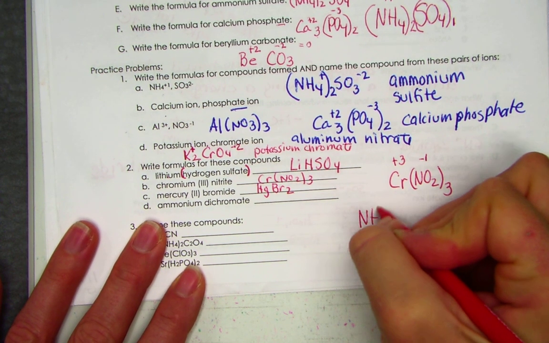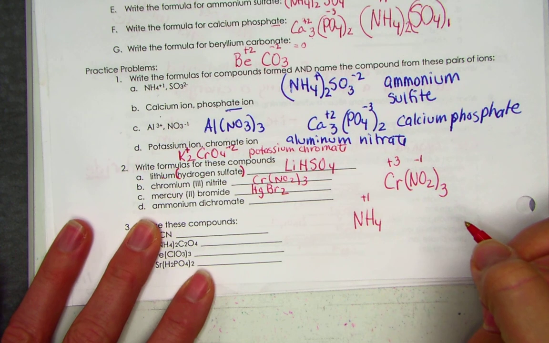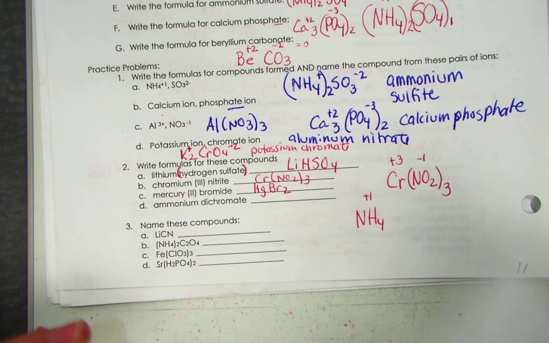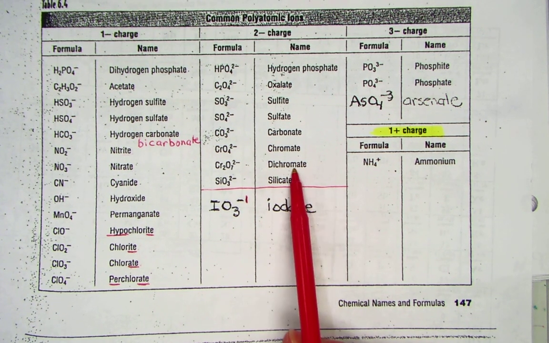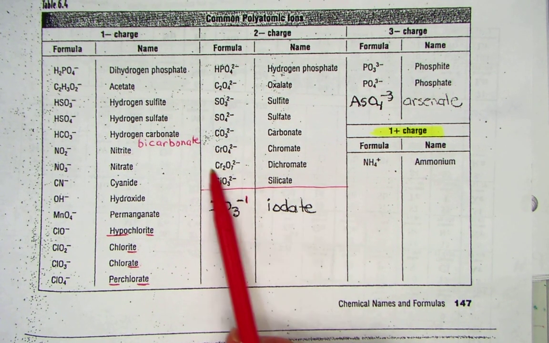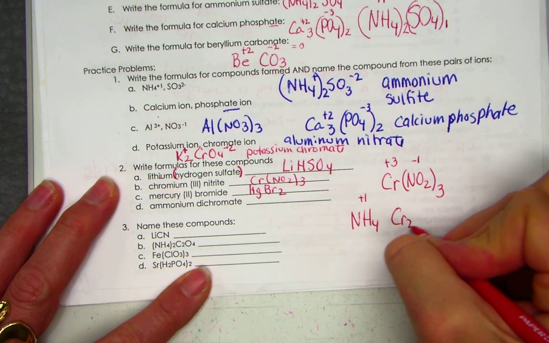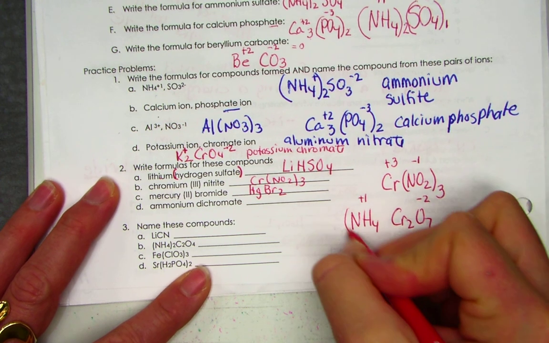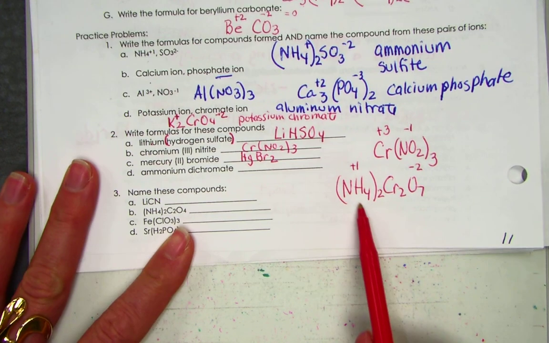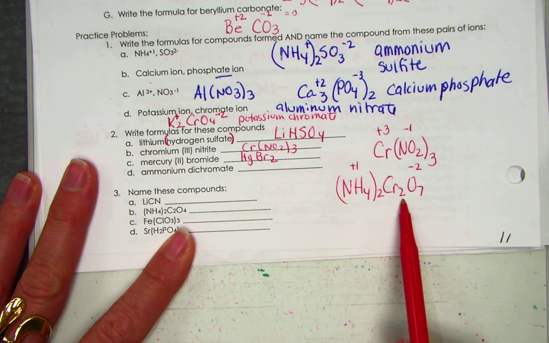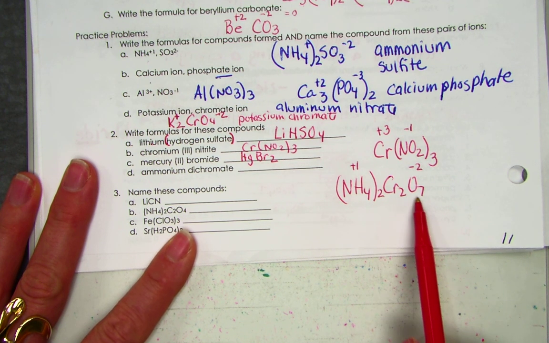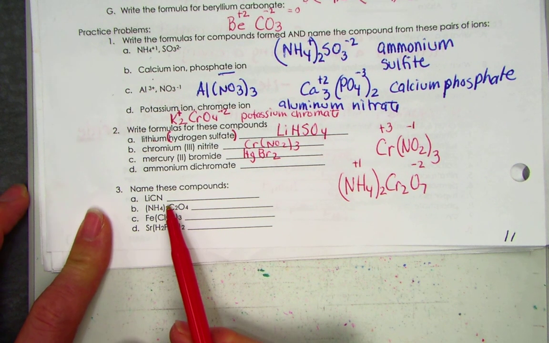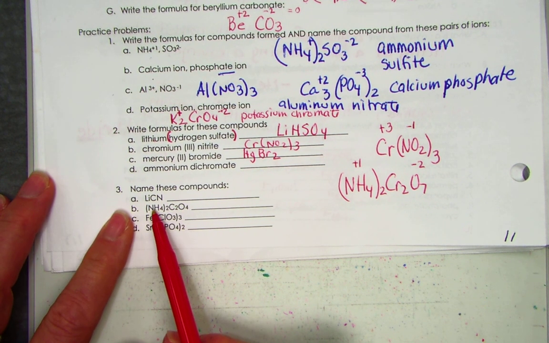Ammonium is our positive polyatomic ion, NH4 plus 1. And dichromate, here's ammonium. And the sound of a polyatomic, ATE, dichromate, Cr2O7, 2 negative. Cr2O7, 2 negative. When we crisscross, we get NH4 taken twice, Cr2O7. Ammonium dichromate.